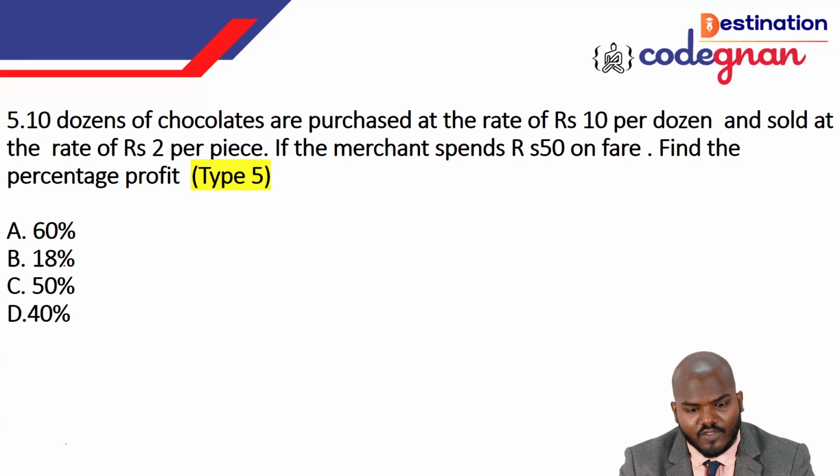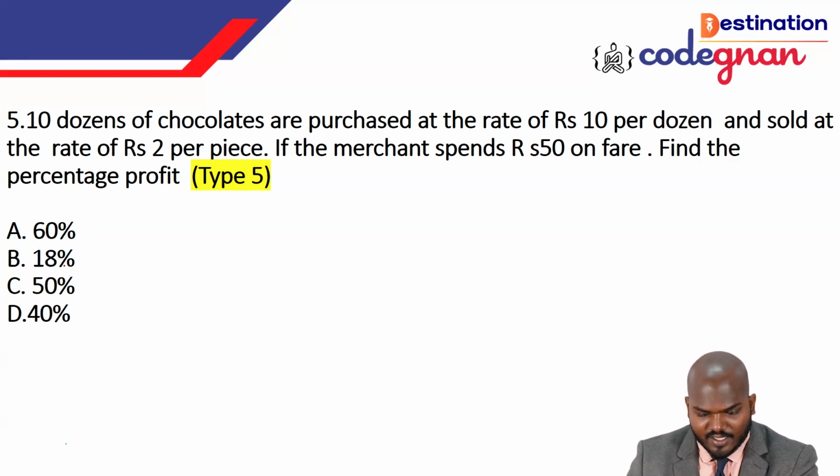Now, if the merchant spends 50 rupees on the fare, the merchant spent 50 rupees on the fare, so find the percentage profit. How much percentage he was getting initially, that is the thing, he was 10.